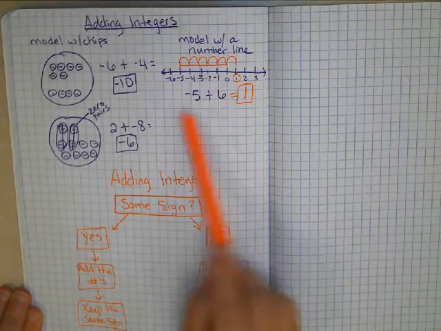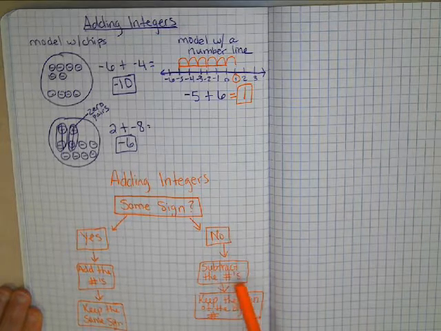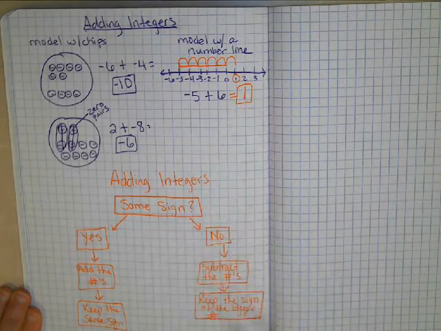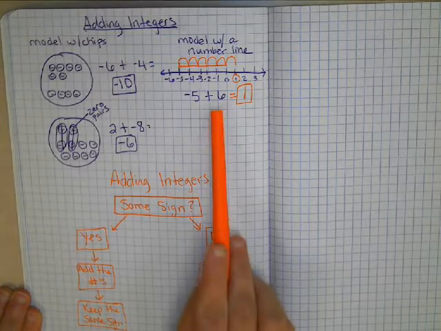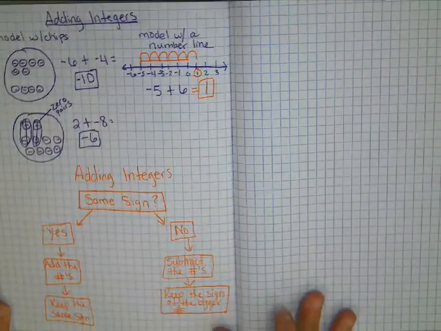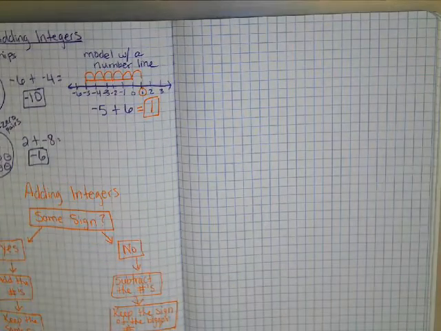Same thing up here. Are my signs the same? No. So I have to subtract the numbers. 6 minus 5 is 1, and keep the sign of the bigger number. Well, 6 is bigger, so it's a +1. So now I'm going to divide my next page into 2 columns, and we're going to do a few examples.